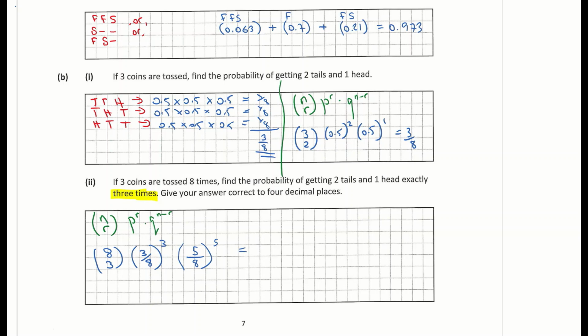So I'm using my choose button on my calculator, which is the nCr, and when I do out this calculation, I'm getting 0.2816, and the question asked for 4 decimal places. And that's the end of question 3.